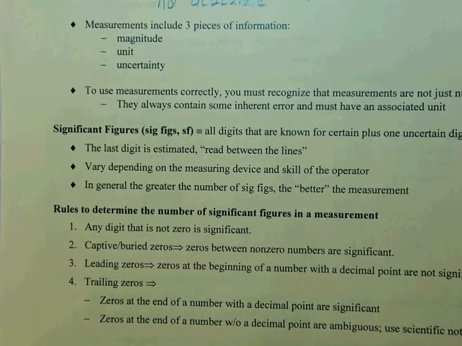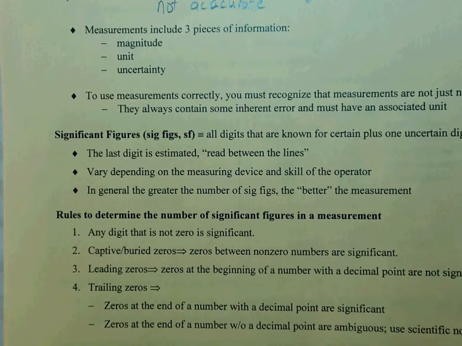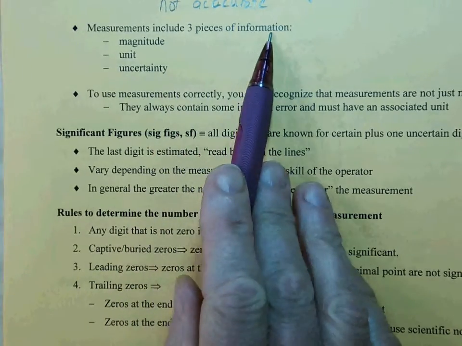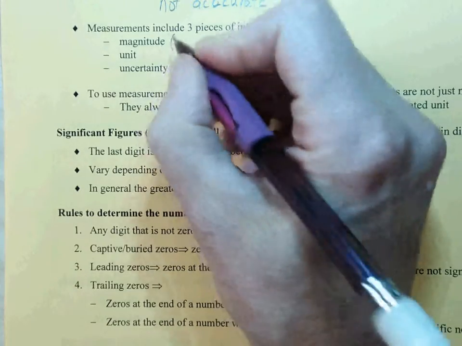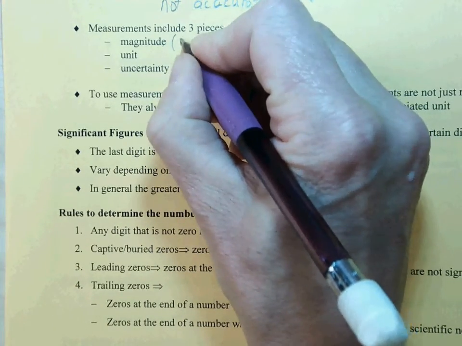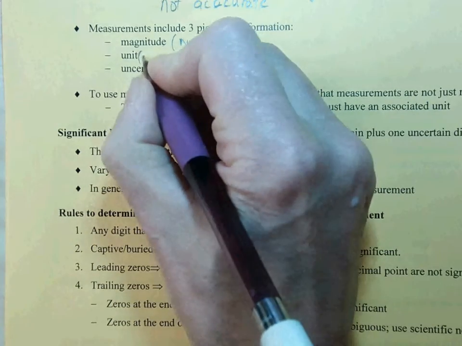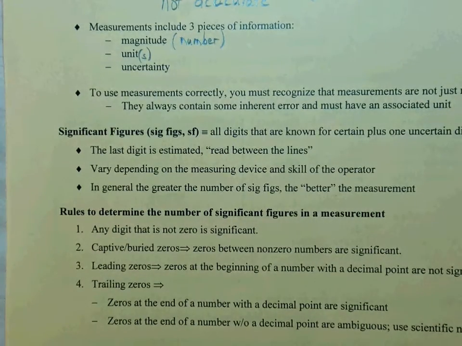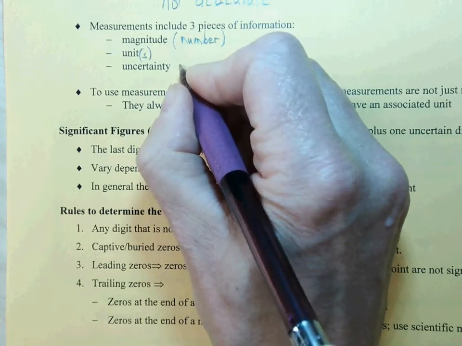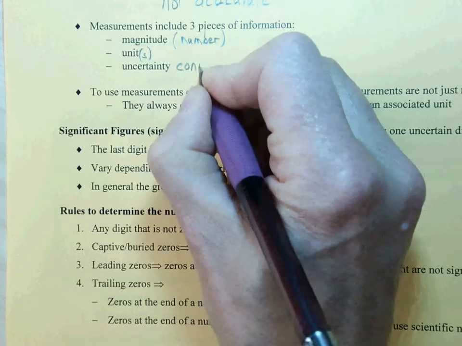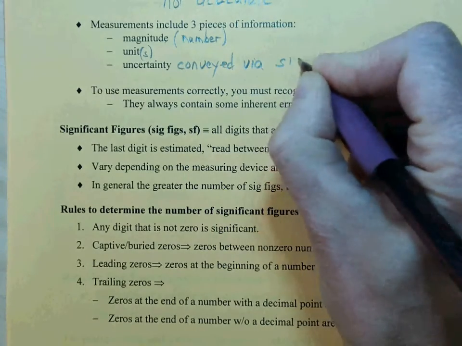When we use a measured number in our calculations, we want to appreciate that there are 3 bits of information conveyed in that measurement. The magnitude of the size of that property, which corresponds to some number. There has to be a unit, or occasionally more than one unit, and some level of uncertainty. And this needs to be communicated via the number of significant figures.